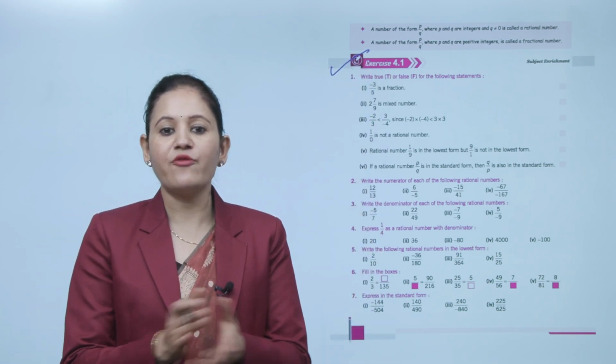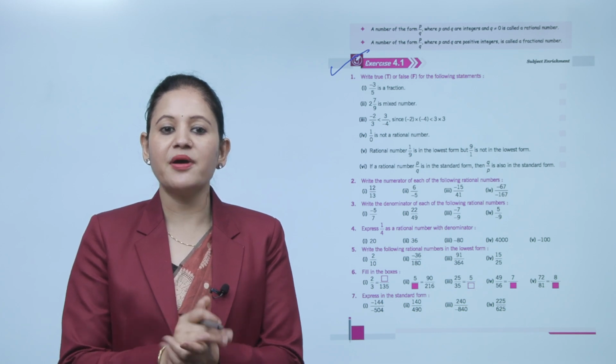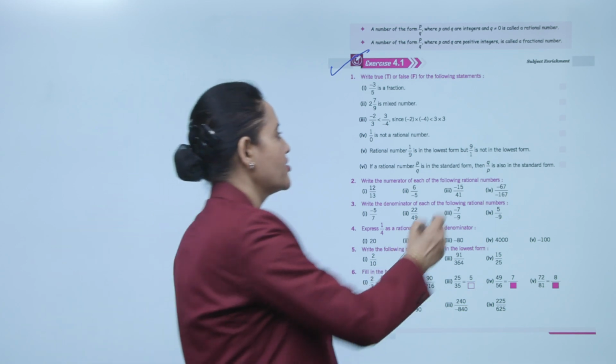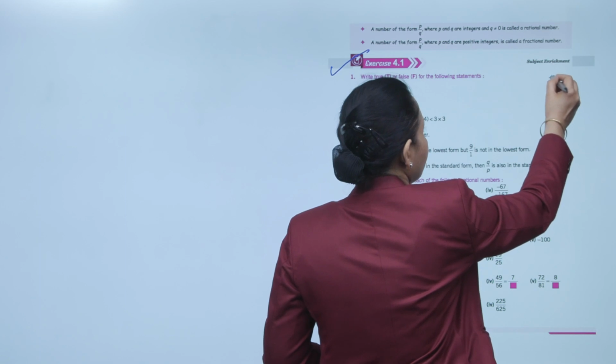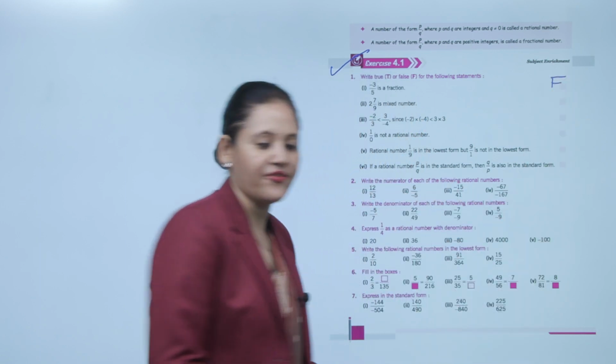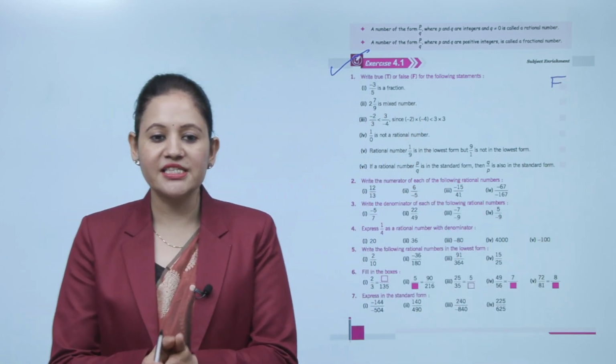Write T for true and F for false for the following statement. Minus 3 by 5 is a fraction. It's not a fraction because a fraction cannot be negative. So it is false. We'll write F. Practice all the questions of this exercise.